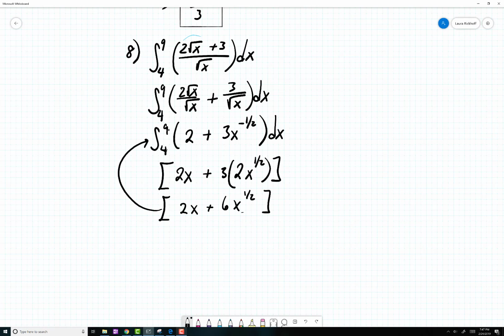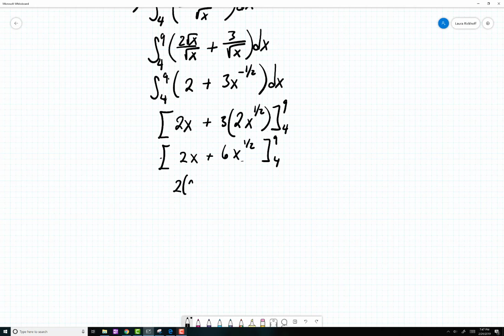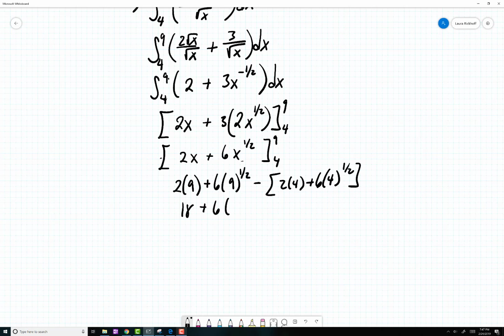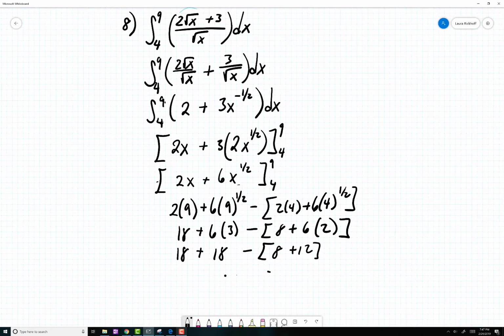It's definite, so I have to evaluate from 4 to 9. And so just plug in the 9 and subtract what you get when you plug in the 4. So we get 18 plus 6 times 9 to the 1/2 is square root of 9, so that's just 3. 4 to the 1/2 is the square root of 4, which is 2. And then whatever this is, yeah, right now, I trust you. You can do that. Cool. Looks good.